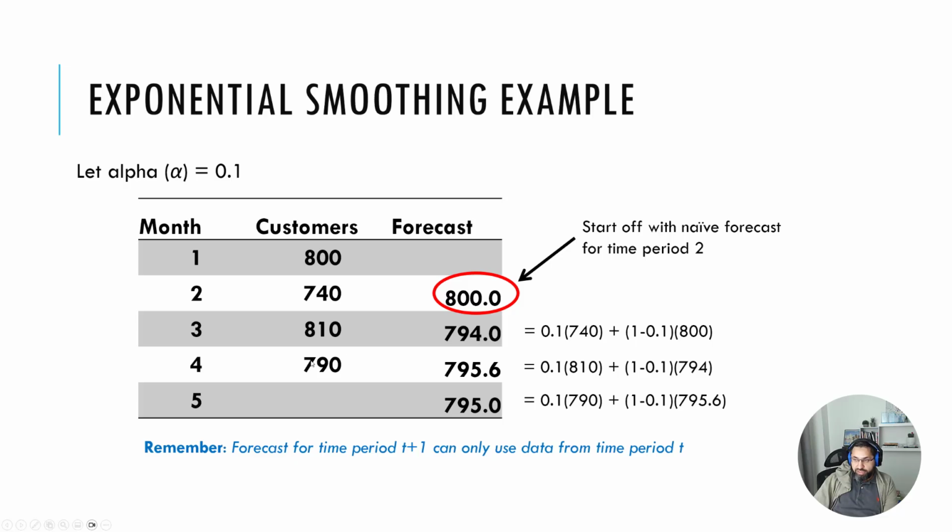And now D4 is already given, and when I have calculated F4, now I can finally calculate F5. So F5 is going to be alpha times D4, which is 790, plus 1 minus alpha times F4, which is 795.6, and I get my F5 of 795. So my forecast for the 5th month for number of customers is 795 customers. That's going to be my forecast.